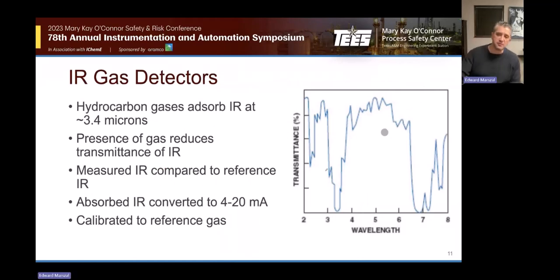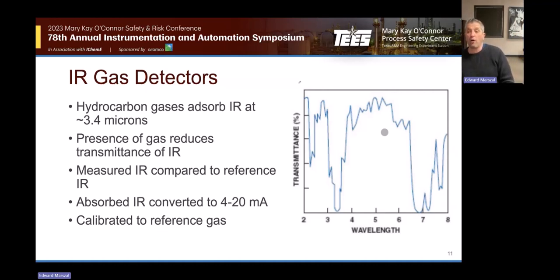Okay, so let's move on really quick to the next point of discussion. Everything that we talked about so far is not limited to, but it's focused on catalytic bead gas detection for flammables. The other popular technology is infrared gas detectors. So hydrocarbon gases are generally going to absorb infrared radiation at around 3.4 microns.